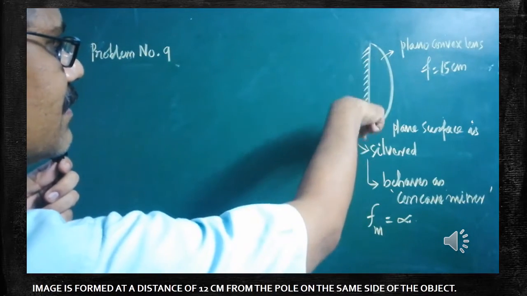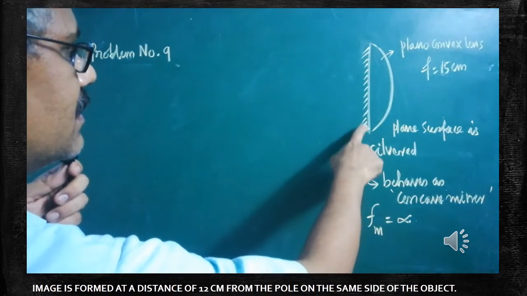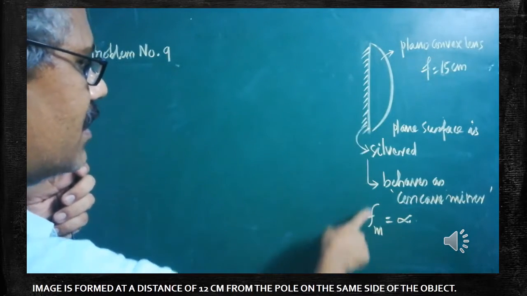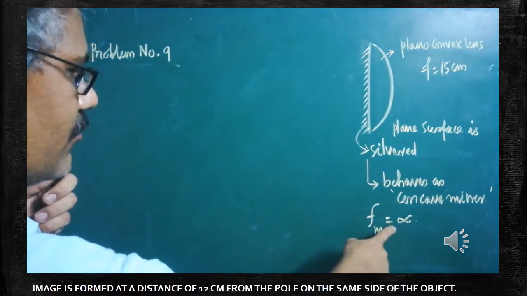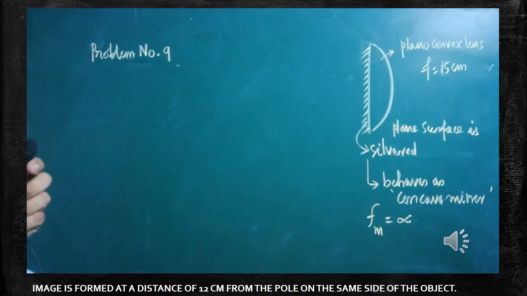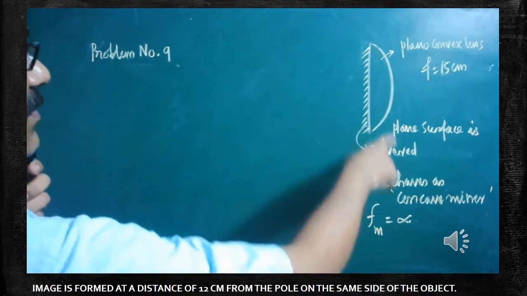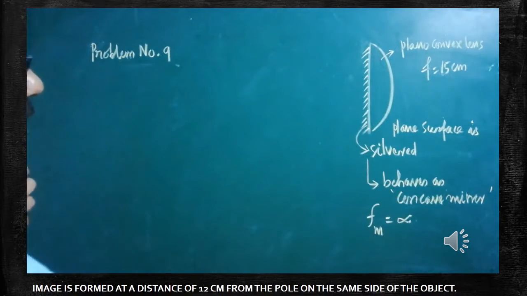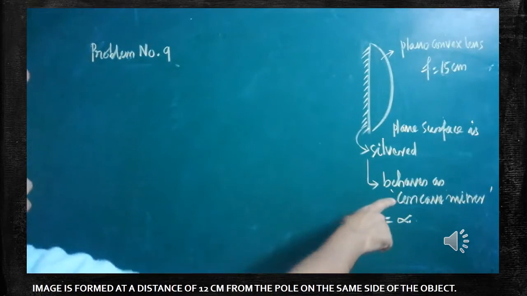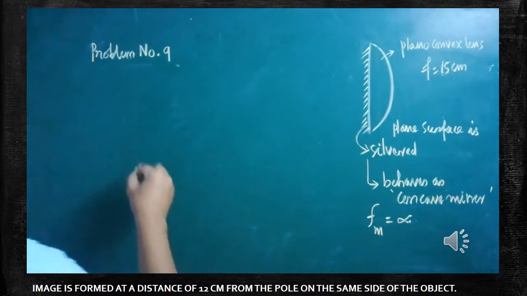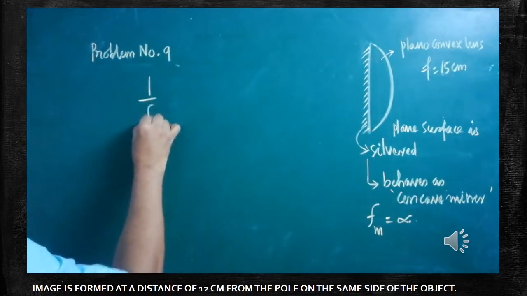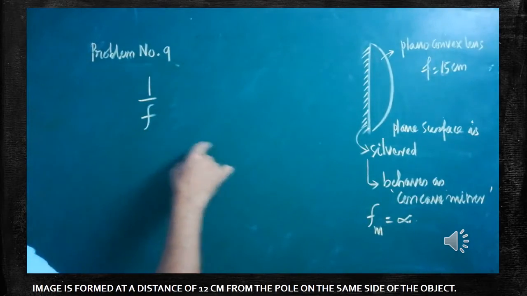Here, since the entire system is behaving as a concave mirror, the focal length of the plane mirror surface must be taken as infinity. Understood? The entire system behaves as a concave mirror, don't forget. Now, the entire combination must be taken as a concave mirror.